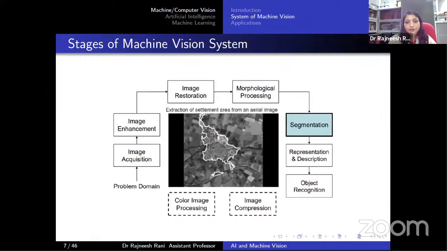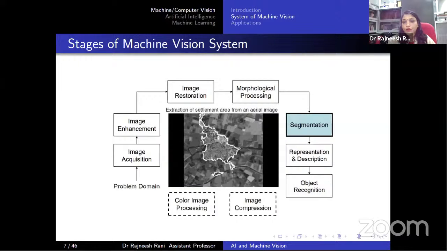Now, next is segmentation. What is segmentation? Segmentation is extracting whatever we want to understand from that image. For example, this is a particular satellite image, and from this image we want to extract the settlement area from other parts of the image. So segmentation means you want to extract the desired portion. For example, if we want to recognize a person with the help of his ear, and we have an image of the face of the person, then we have to extract the particular desired portion, that is the ear, from the whole face image.